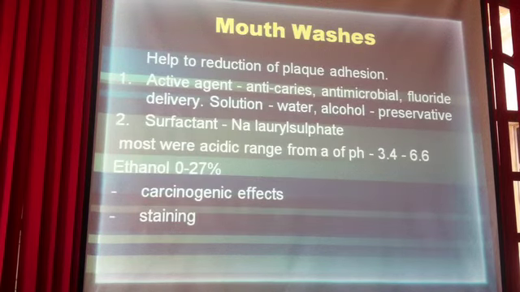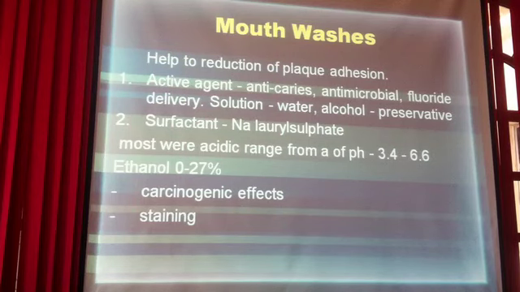Mouthwash function: reducing the plaque adhesion. The active agent is the anti-caries or antimicrobial fluoride delivery. Solution: water, alcohol, or preservative. Most of the mouthwash here is alcohol-free. خسارة. خلاص، عشان بس ما تفهمنيش غلط.